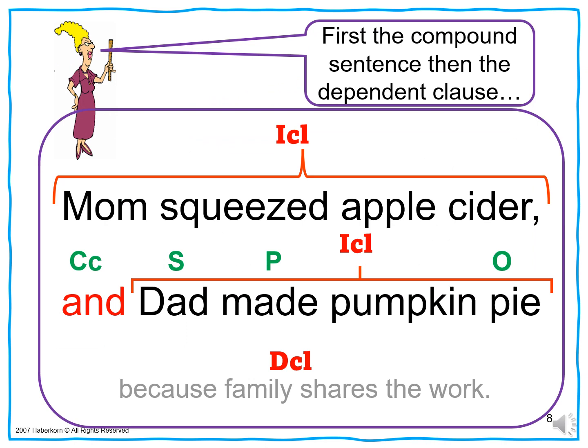First, the compound sentence. Then you add the dependent clause. Okay, so Mom squeezed apple cider. Independent. Dad made pumpkin pie. Independent. Both make sense by themselves. Then you add because family shares the work. Doesn't make sense by itself. Dependent.